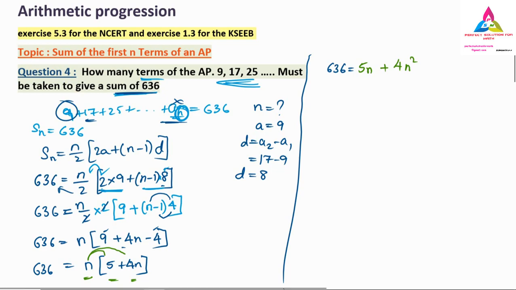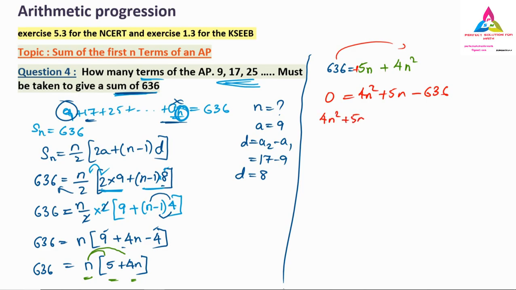So how to write it now? Here you can see I will write down this 4n square first, and then I will write plus 5n. Actually this 636 I will bring to the other side, so it became minus 636. That is nothing but, on the left hand side it remains 0. This can be rewritten as 4n square plus 5n minus 636 is equals to 0. That 0 we can shift to the other side, it will remain as it is. So we can rewrite that equation. So here is the equation.